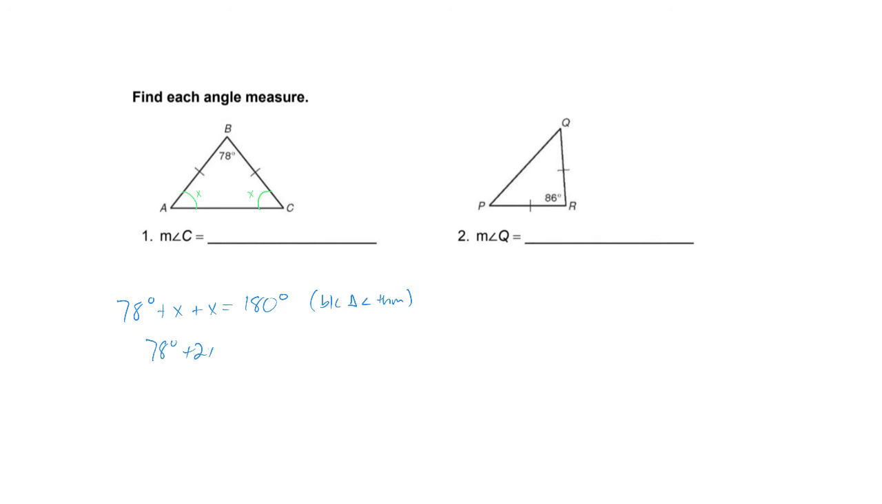So we get 78 degrees plus 2x equals 180. We subtract the 78 from both sides. We get 2x is equal to 102 degrees, and then we divide by 2. So x is equal to 51 degrees, and we know x and angle C are equal to each other, so angle C is 51 degrees.